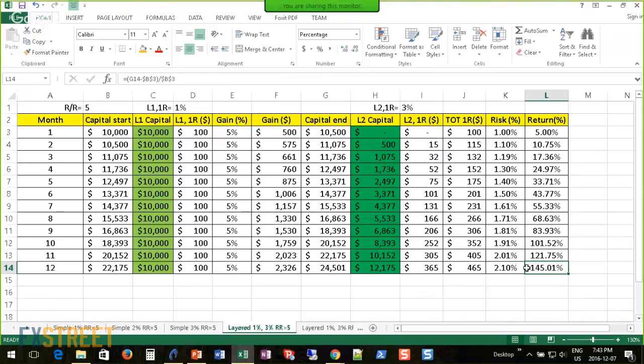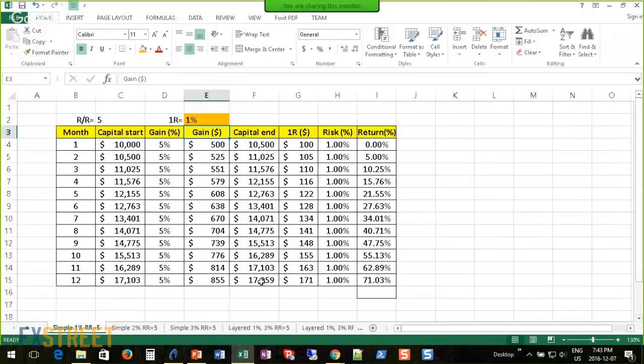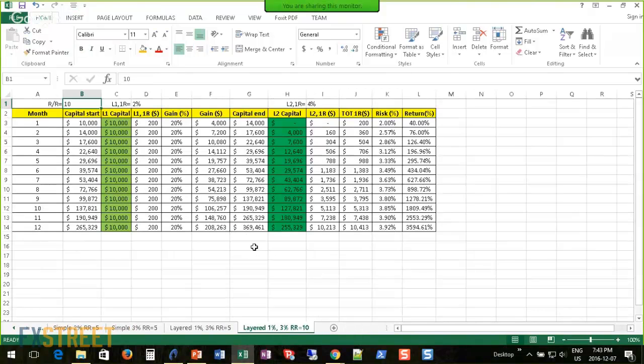In fact, way more here. We go from 10,000 to 24,501, and before it was only 17,000. So as you can see, a simple improvement here.